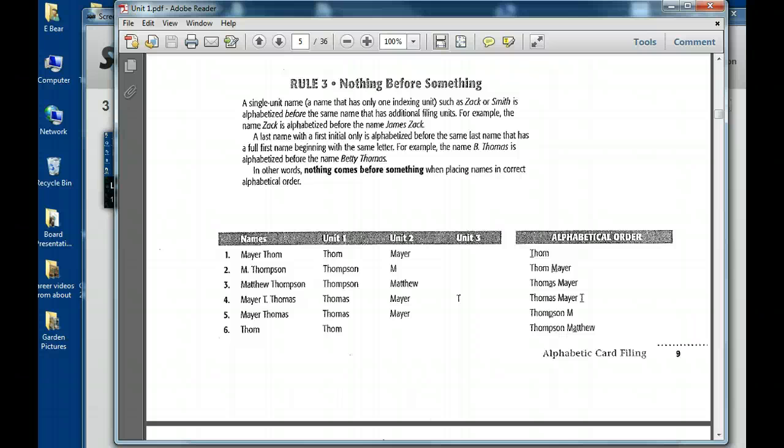A last name with a first initial only is alphabetized before the same last name that has a full first name beginning with the same letter. For example, the name B. Thomas is alphabetized before the name Betty Thomas. In other words, nothing comes before something when placing names in correct alphabetical order.